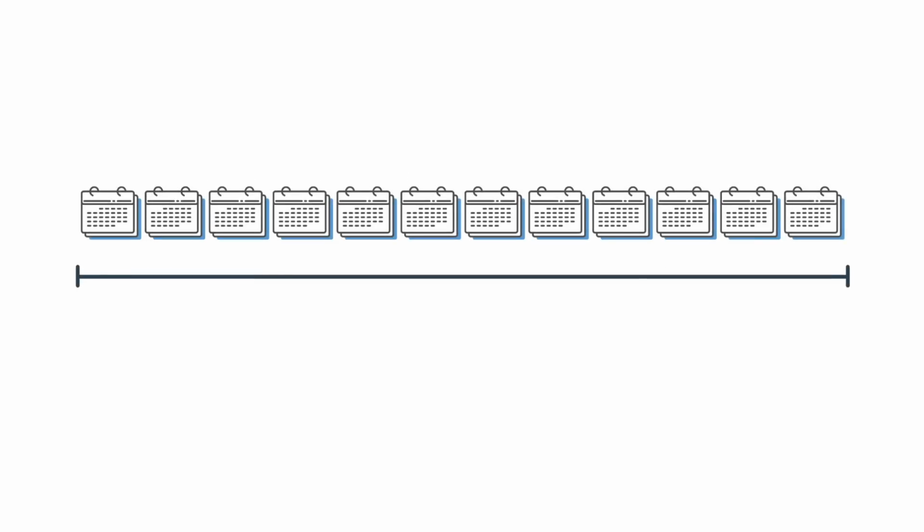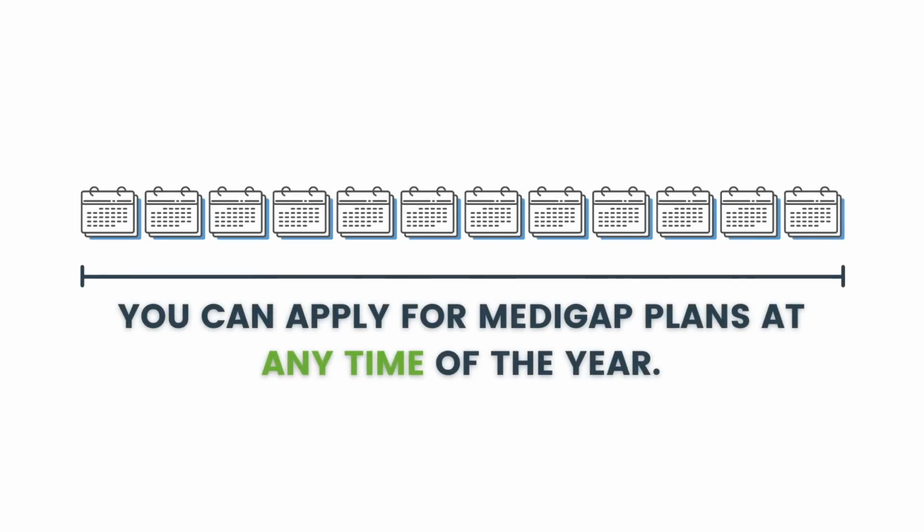The reason that the fall annual election period doesn't apply to Medigap plans is because Medigap plans do not change their benefits from year to year like Advantage plans or drug plans do. So since your benefits on your Medigap plan don't change, there's no need for an election period to change your plan. And let me explain why this is really important. If Medigap plans do not have election periods, you can apply for them at any time of year. You're definitely not limited to making changes during this small window of time in the fall.